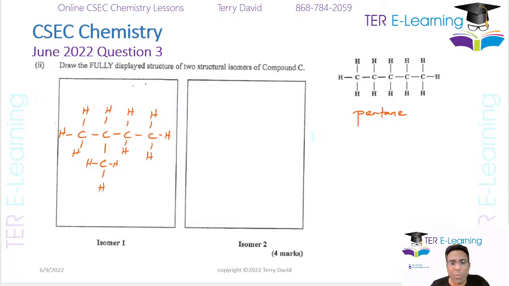And if you want to name that, that is 2-methylbutene, right? I don't know if they ask us to name it, but it's 2-methylbutene. That's one isomer, right?